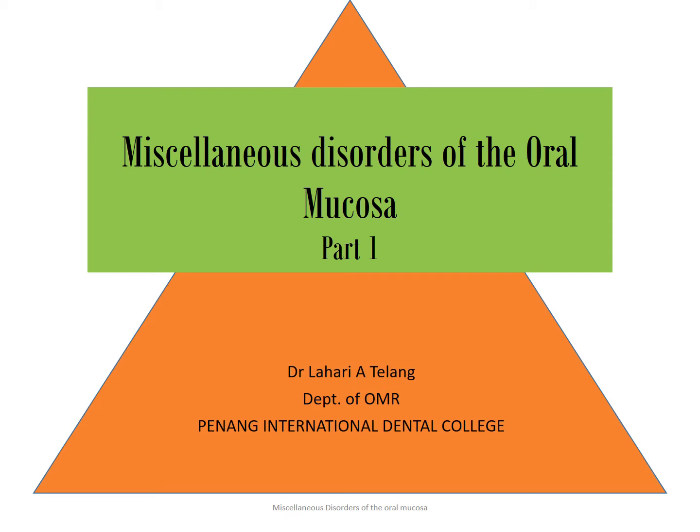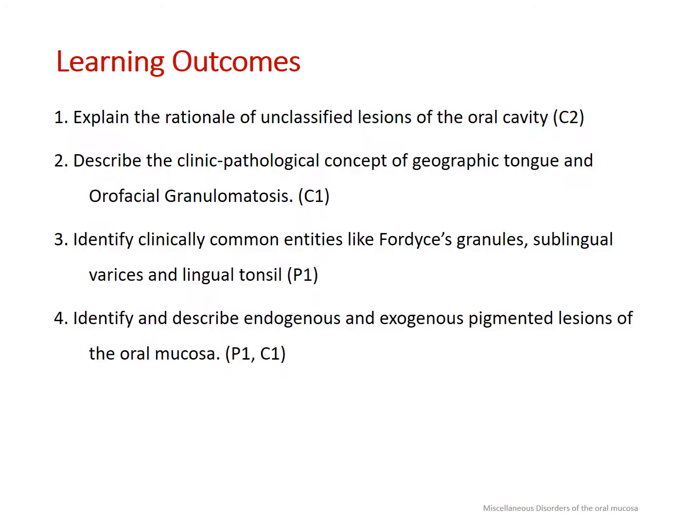in this chapter. The learning outcomes would be: explain the rationale of unclassified lesions of the oral cavity, describe the clinico-pathological concept of geographic tongue and orofacial granulomatosis, identify clinically common entities like Fordyce's granules, sublingual varices, and lingual tonsil. And finally, identify and describe endogenous and exogenous pigmented lesions of the oral mucosa.